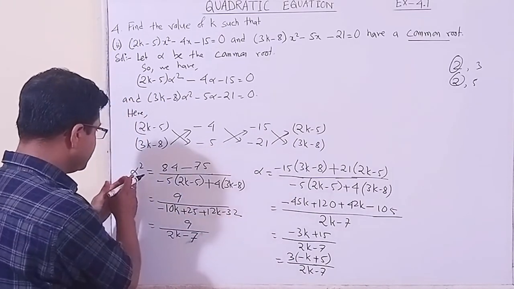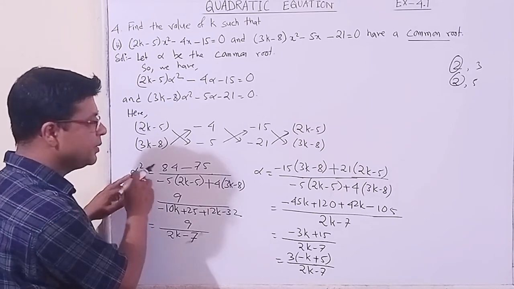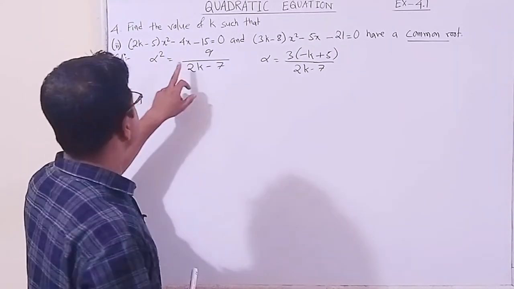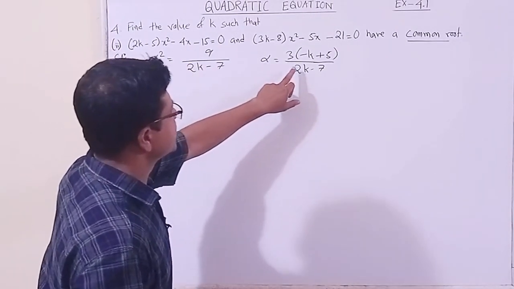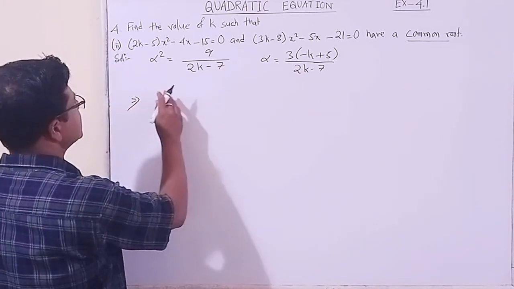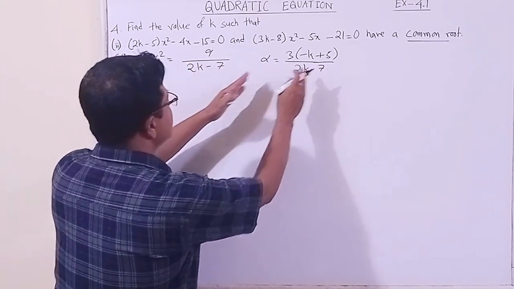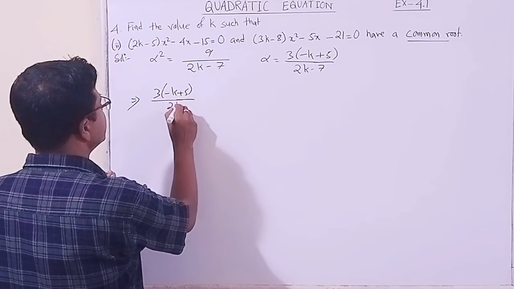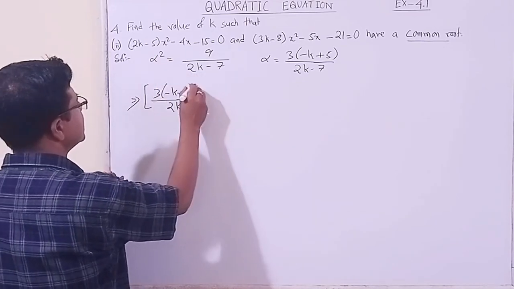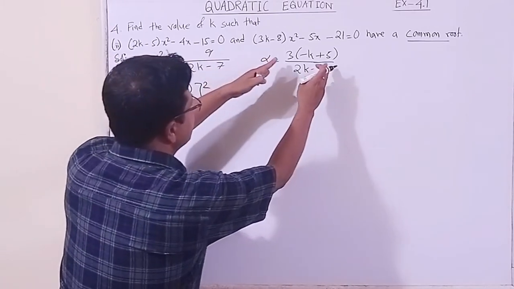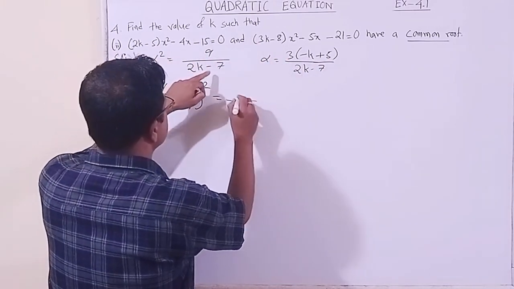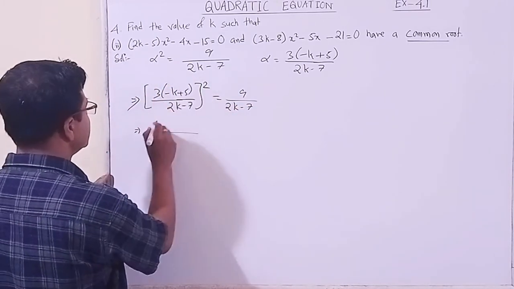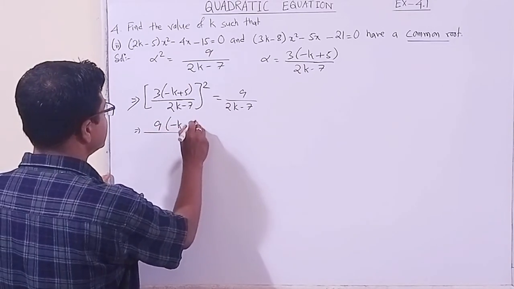Here we shall substitute the value of alpha. In alpha square, alpha is squared, so we will make it square here. Now, dear students, we have written the expression for alpha square and the expression for alpha. The step is very simple. Here alpha square, let us write this term 3 times minus k plus 5 divided by twice k minus 7. We have to make it square. So alpha square is 9 twice k minus 7, and 3 square is 9, minus k plus 5 whole square.